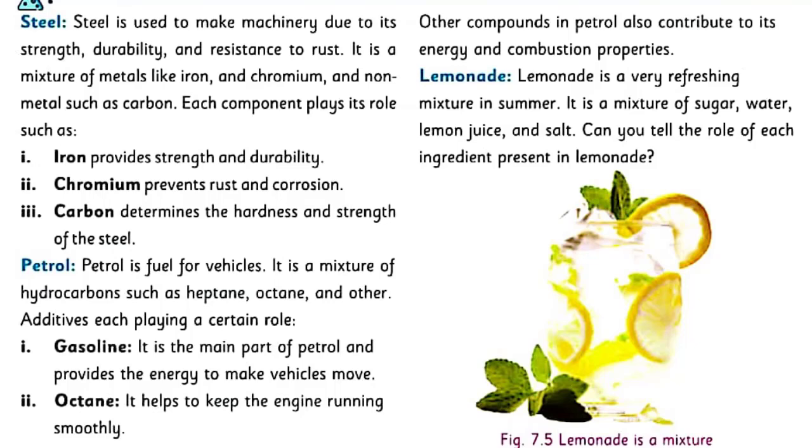1. Gasoline. It is the main part of petrol and provides the energy to make vehicles move. 2. Octane. It helps to keep the engine running smoothly. Other compounds in petrol also contribute to its energy and combustion properties.